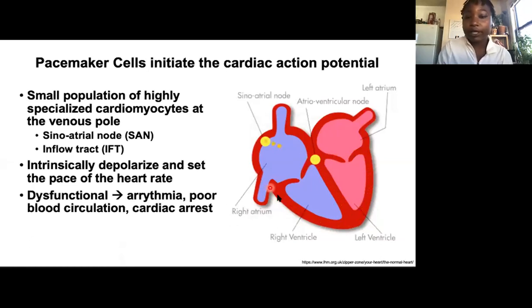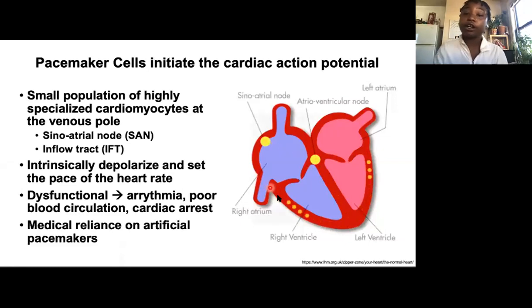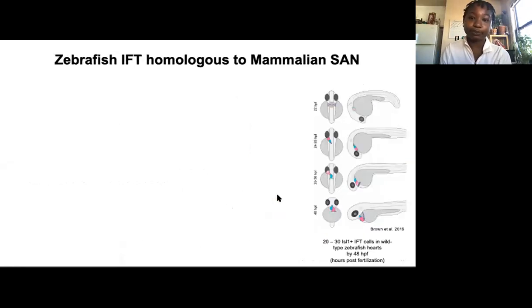If endogenous pacemaker cells become dysfunctional, this can lead to arrhythmia, poor blood circulation, or even cardiac arrest. Current medical therapies rely on artificial pacemakers. However, this is an invasive and expensive remedy. So in order to relieve this burden, there are many research studies that try to answer several open questions about how these cells develop. So the heart is one of the first organs to emerge during embryonic development.